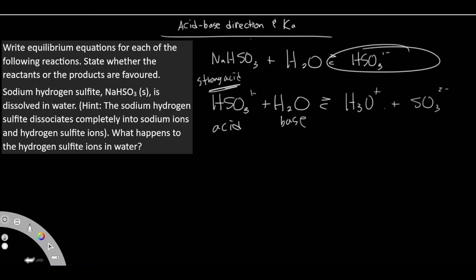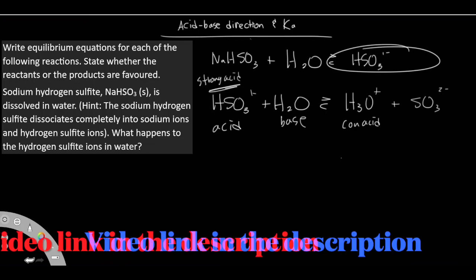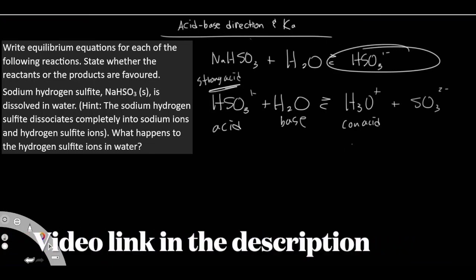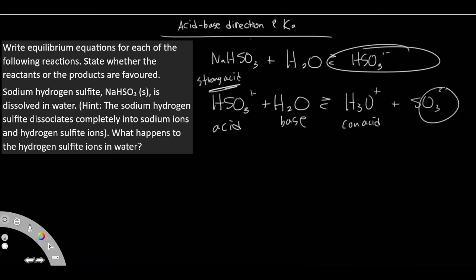Then rather than the charge being a -1, it'll just be a 2-. Again, whatever got formed after that hydrogen got added onto it is going to be our conjugate acid. If you're confused as to why, see the previous video, link is in the description, for conjugate acids and conjugate bases. Now for this acid, what is formed after that H plus got removed is always going to be a conjugate base. We're going to write it as such.